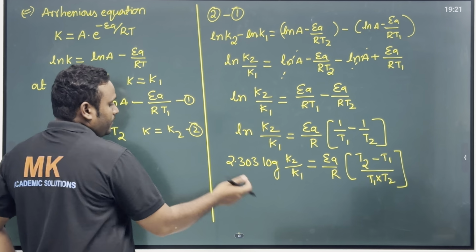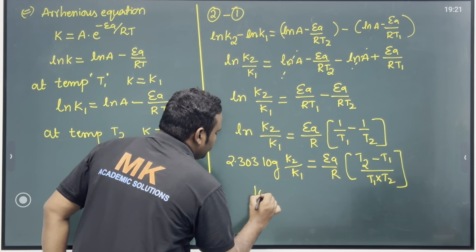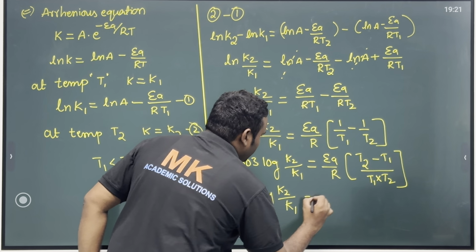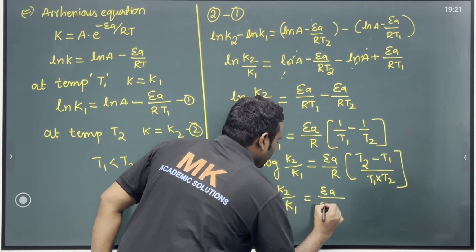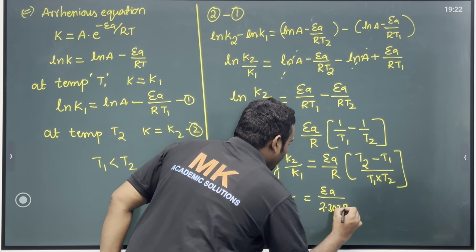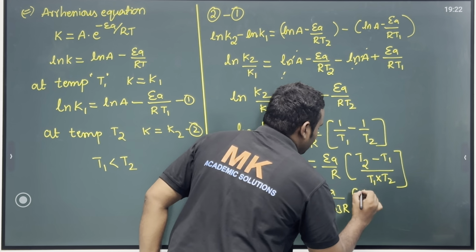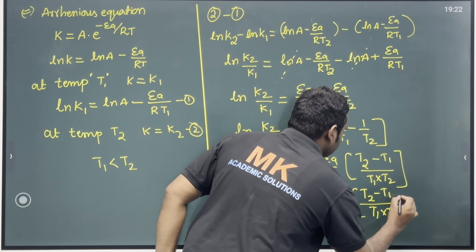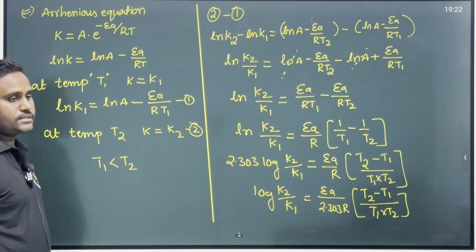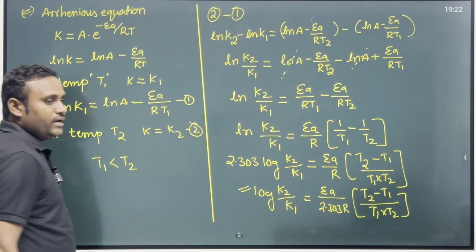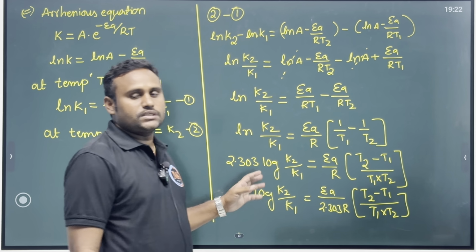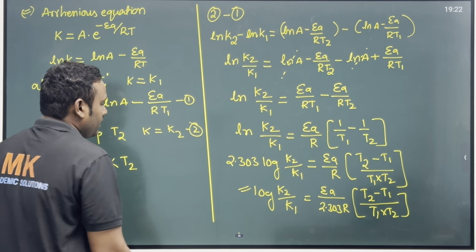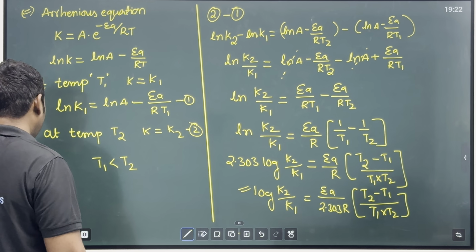So now you send this 2.303 across, that's it. So what you will get here is log K2 by K1 is equal to EA by 2.303 R into T2 minus T1 by T1 into T2. Okay. So this is the Arrhenius equation at different temperatures. This is the effect of temperature on the rate of reaction. Okay. Next we will see the next factor.